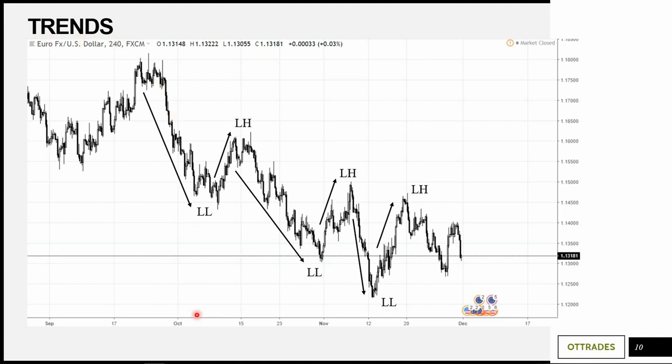Okay, if this was a reverse: higher high, higher low, higher high, higher low, higher high, higher low. Let me draw this out. This would be this in reverse. Higher high, higher low. Break that previous resistance to form a higher high.